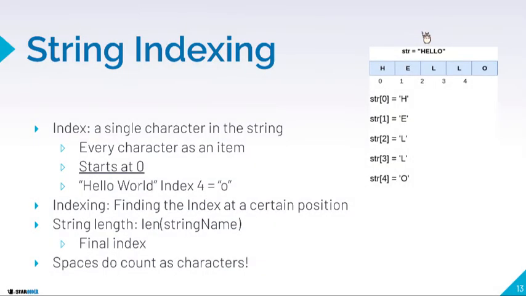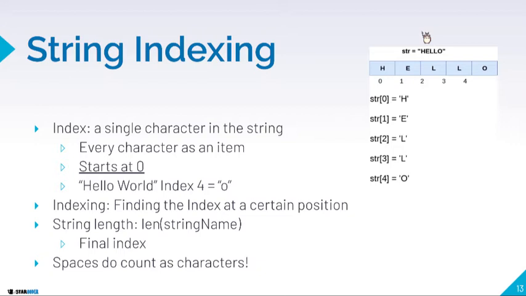One main thing to note is indexing. The idea of indexing is taking apart the string and chopping it into single characters. Every character can be denoted as an item. The index assigned to the item starts at 0. So if we have the word hello as shown on the right-hand side, the first character, H, would be given the index 0. Then the next, E, would be given the index 1, then 2, then 3, then 4, and so on.